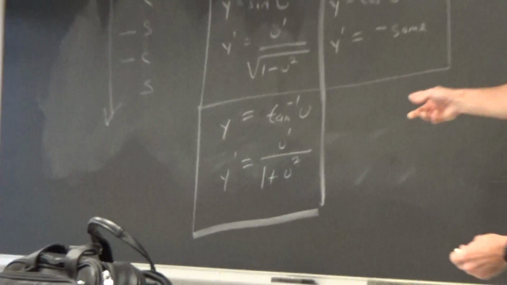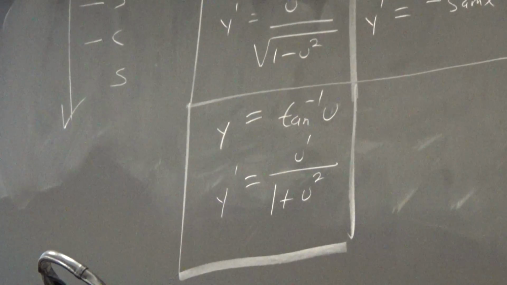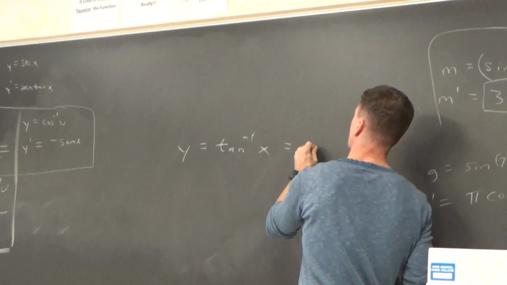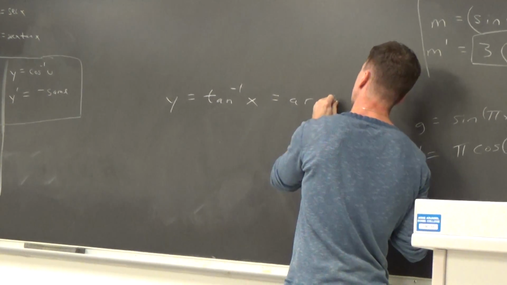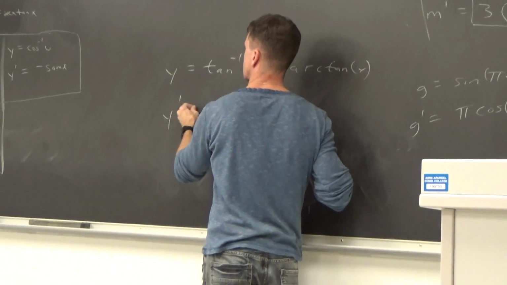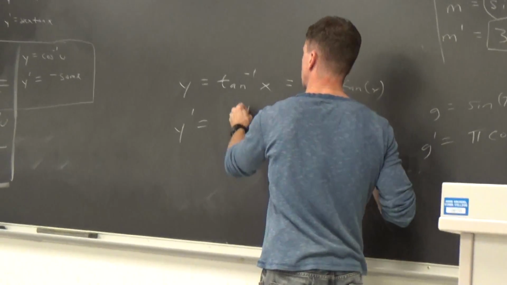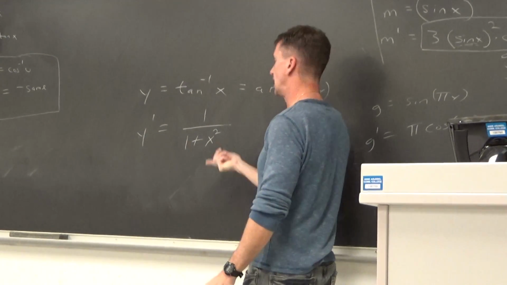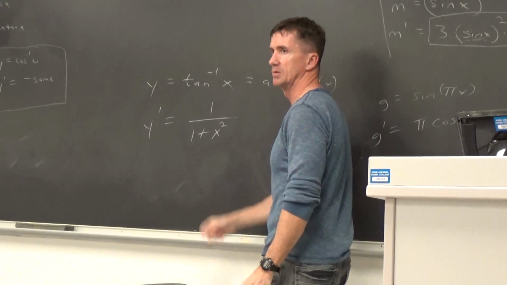Just so you can follow that example, what's this derivative? Inverse tan of x, which is also written as arc tan of x. What's that derivative if it was just an x? 1 over 1 plus x squared, sorry. That's one where you want to make sure you're familiar with it.